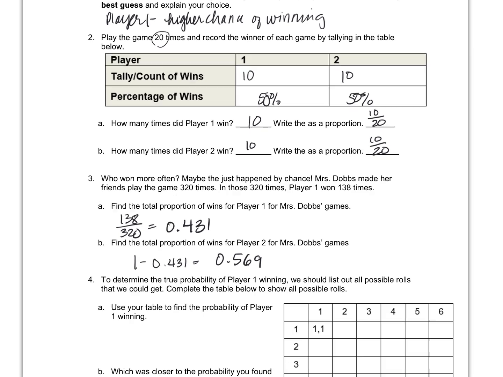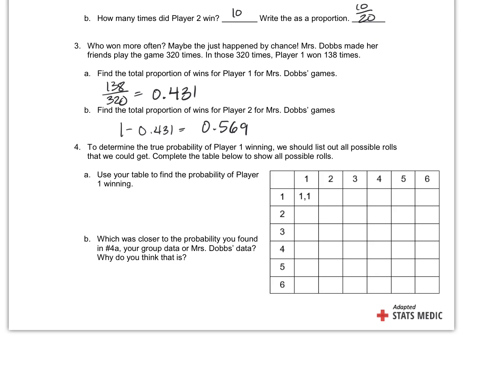All right, so to determine the true probability of player one winning, we would list out all the possible rolls that we could get. Complete the table to show all the possible rolls. So this is like old multiplication tables really quick. So we have 1, 1, then we go 1, 2, 1, 3, 1, 4. I'll give you a second to do it with me. And then we go 2, 1, 2, 2.